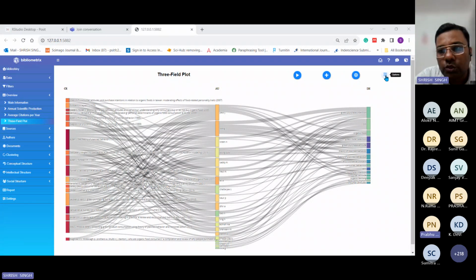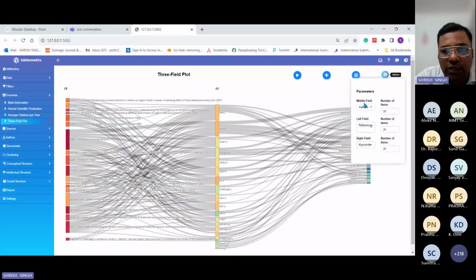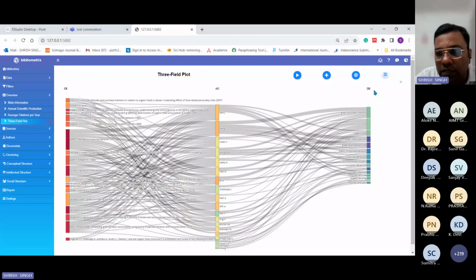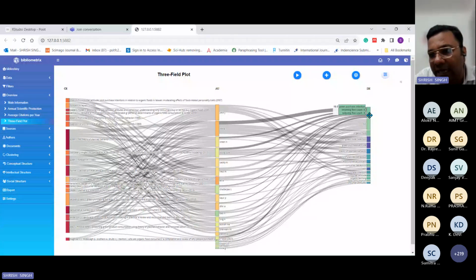Whenever you click on this options icon, you will find what the parameters are. In the middle, there is author. The left field is references and the right field is keywords. So here it is keywords, author, and references. If we put our cursor on this right-hand side green option, you can see the green purchase intention, which is the keyword.